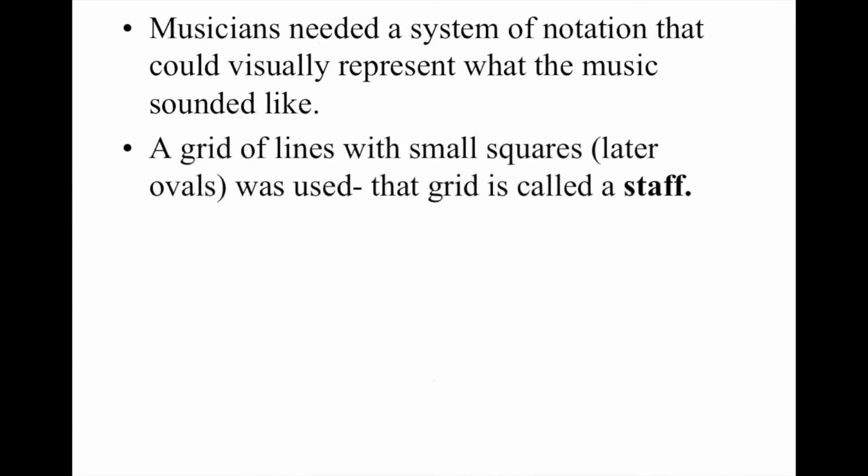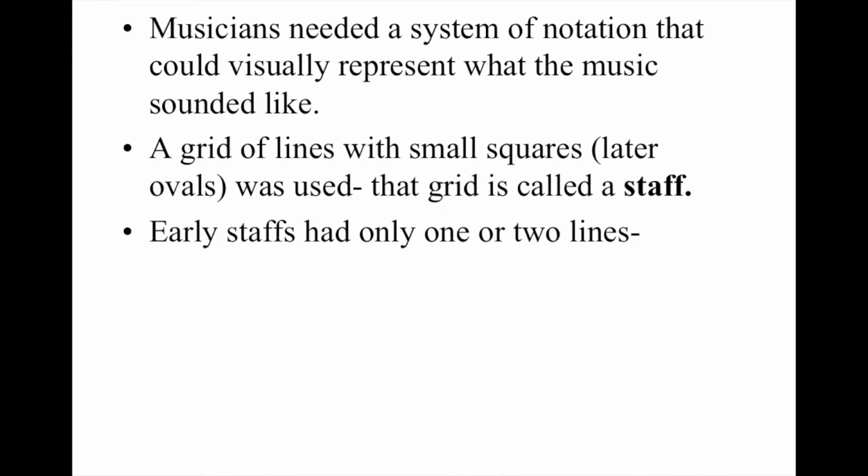Much better would be a system that represents visually what we are going to hear. As I've said here, musicians need a system of notation that can visually represent what the music will sound like. So they came up with the idea of a grid of lines with small squares on it, and that was called the staff. We'll see the example in just a moment, but the early ones only had 1 or 2 lines.